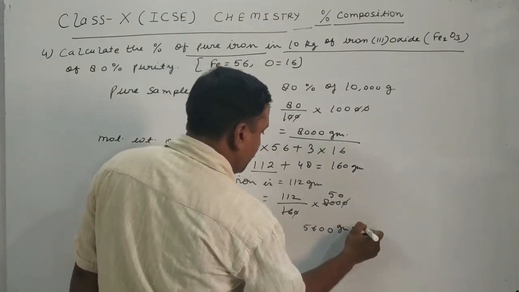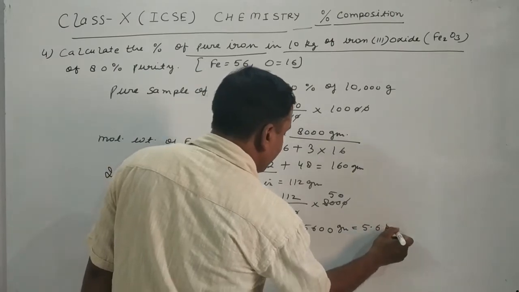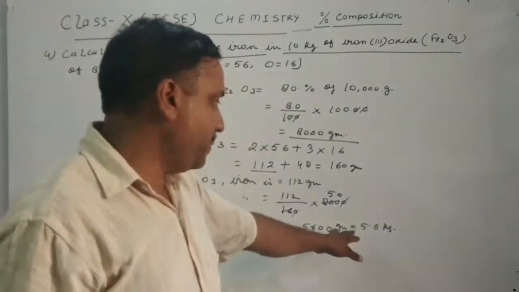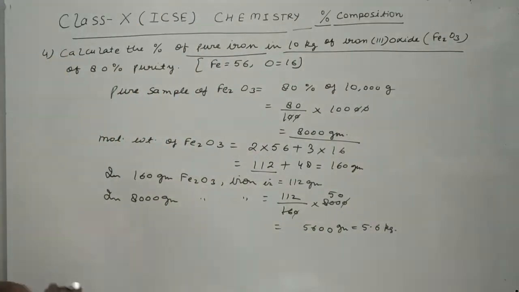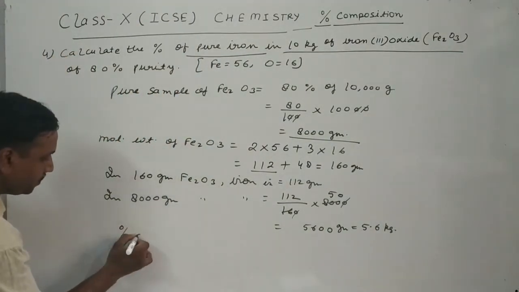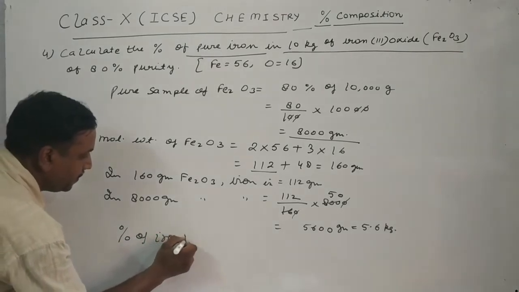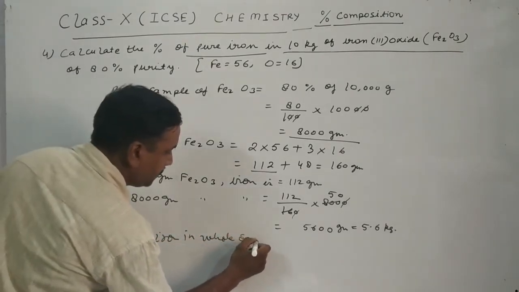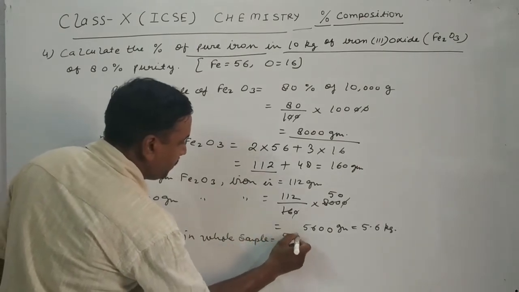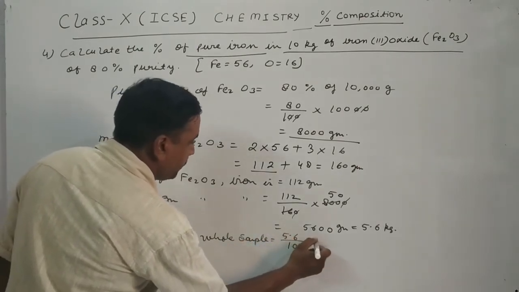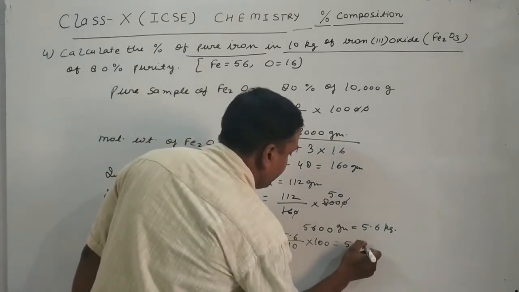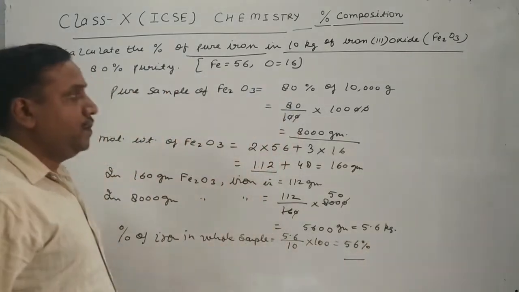5600 gram. You can say 5.6 kg. So it means out of a 10 kg sample, you will get only 5.6 kg iron. So what is this percentage? The percentage of iron in the whole sample will be 5.6 out of 10 kg into 100. You will have 56% pure iron.